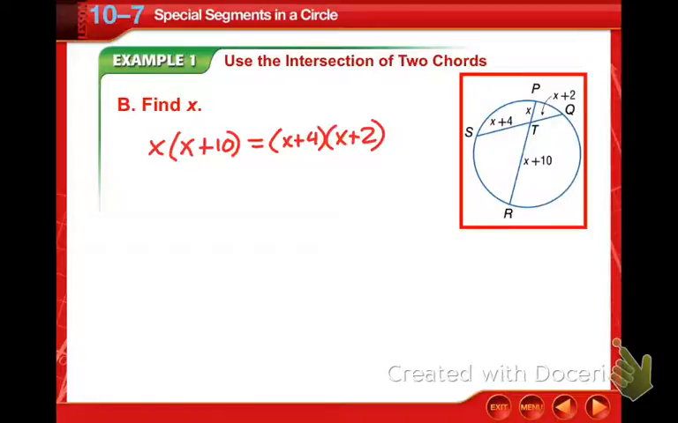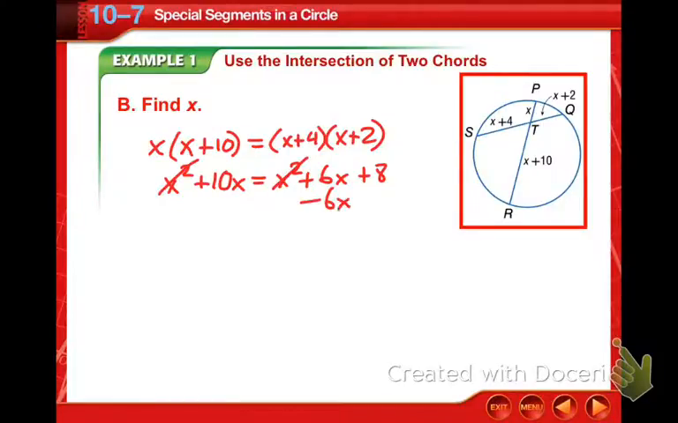So x times x plus 10, we just distribute the x, so that's x squared plus 10x. And when we FOIL x plus 4 and x plus 2, that becomes x squared plus 6x, because there's a 4x and a 2x. Add them together, you get 6x. And 4 times 2 is 8. Now, looks scary, but we have an x squared on both sides. So we're going to subtract x squared from both sides. So they're going to cancel.